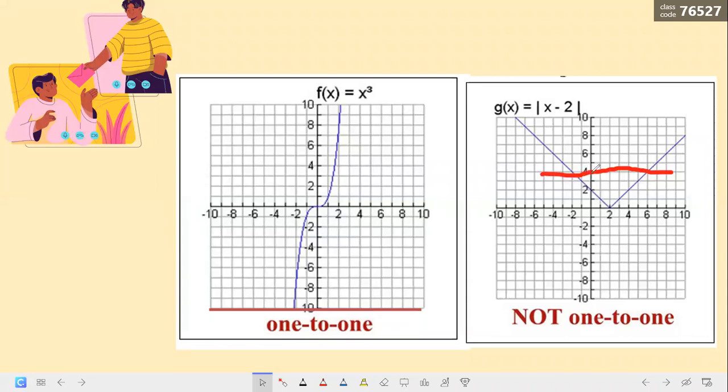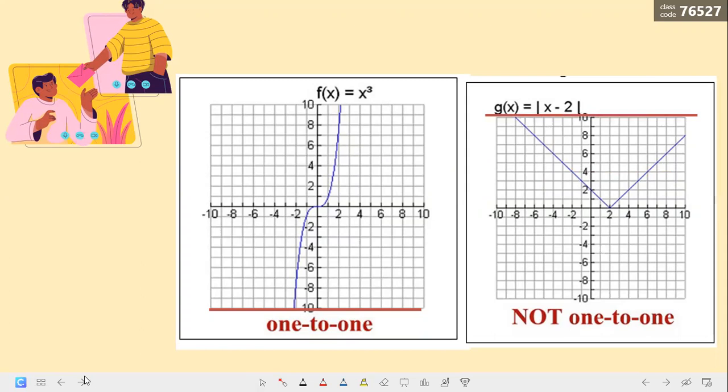Okay? So kung mapapansin niyo, si y na 4 is being paired to two values of x, kay -2 and kay +6. So that what makes this not a one-to-one function. Okay po? So ganun lang kapag gagamitin natin ng horizontal line test. So again, a graph is a graph of a one-to-one function if it passes the horizontal line test.